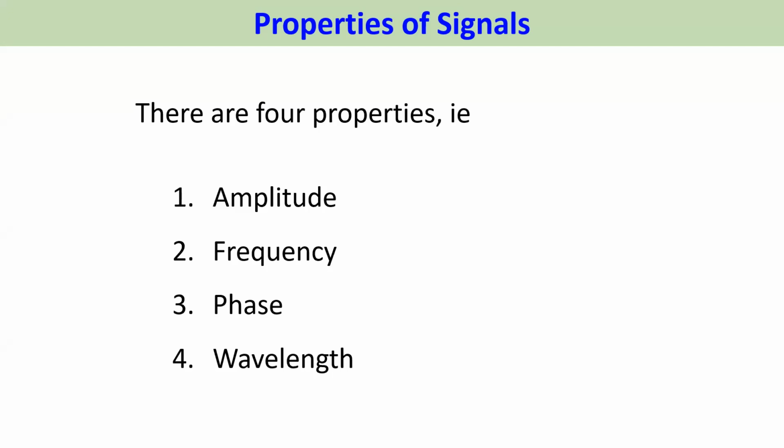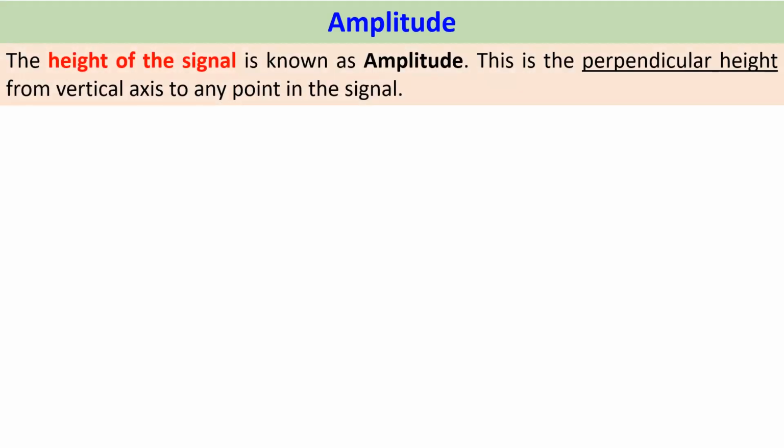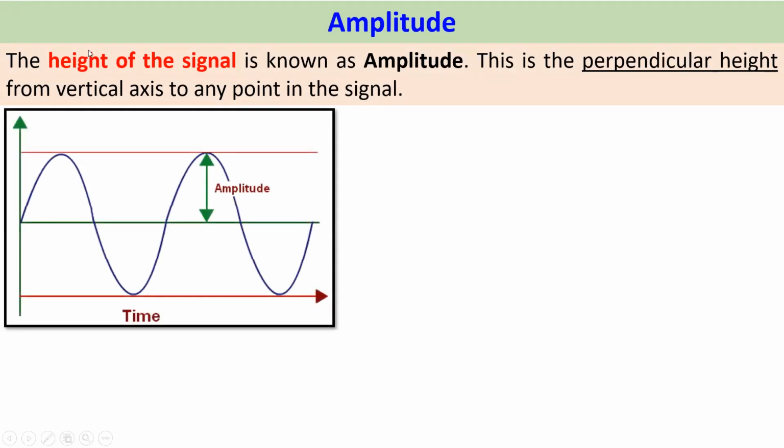Right. The first one, amplitude. Take an idea about amplitude. Amplitude actually measures the strength of the signal, power or strength. More power means the strength is very high. If the amplitude is low, the strength is very low. Right. Look at the example here. First look at the diagram.